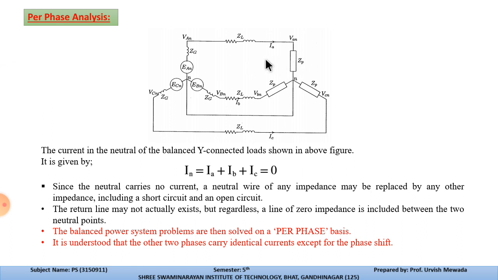And for that we use the delta to star transformation that we studied in the previous slide. Now it is understood from this figure that the two phases carry identical current except for the phase shift. If there is a phase shift, then we cannot take the two phases as identical, or say that two phases carry identical current. So there is no phase shift, means A is connected with A, B is connected with B, and C is connected with C.